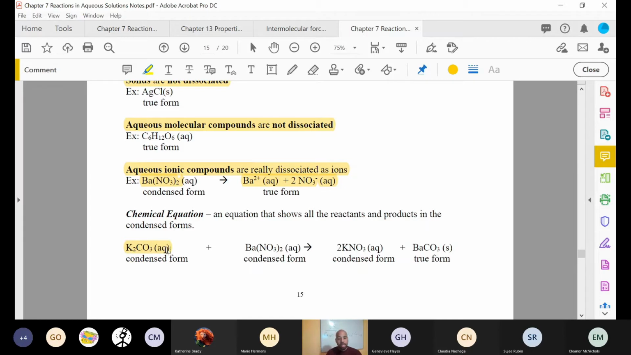We know that it's really going to be made up of two potassium cations floating around in the solution, and also we're going to have our carbonate floating around. We also said that when it came to the aqueous barium nitrate over here, same thing, it's not really connected like this. And also that's true for the potassium nitrate. They're really just the cation and the anion separate from each other. Now the solid, the barium carbonate there, now that does exist as a unit. They are stuck together.